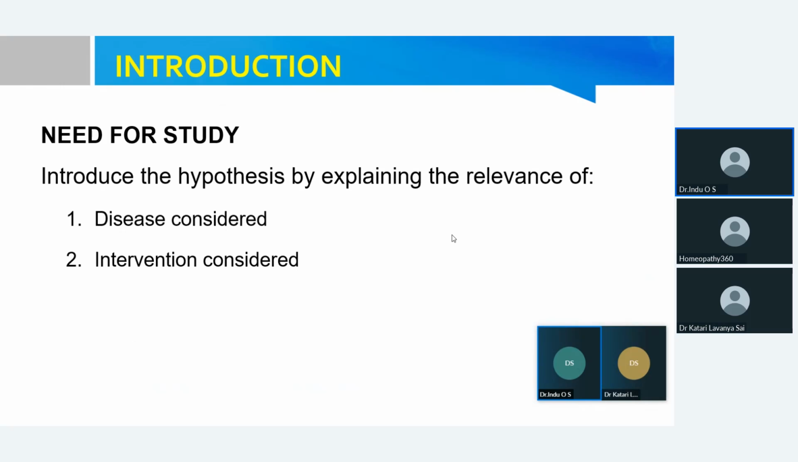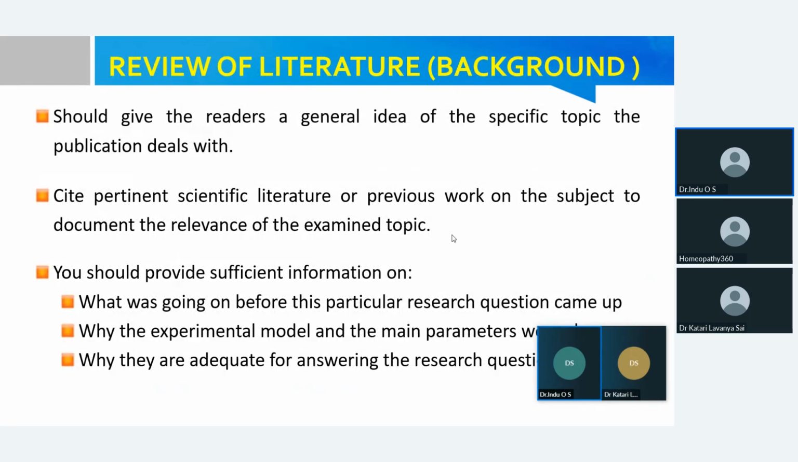Next comes review of literature. Review of literature means the background of your research or the background of your selected topic. This review of literature should give a general idea about your topic, as well as the publication details about the specific topic, to the readers. So we have to cite the scientific literature. We have to give scientific evidence in this particular field of your specific study, as well as the previous work on the subject to document the relevance of your topic.